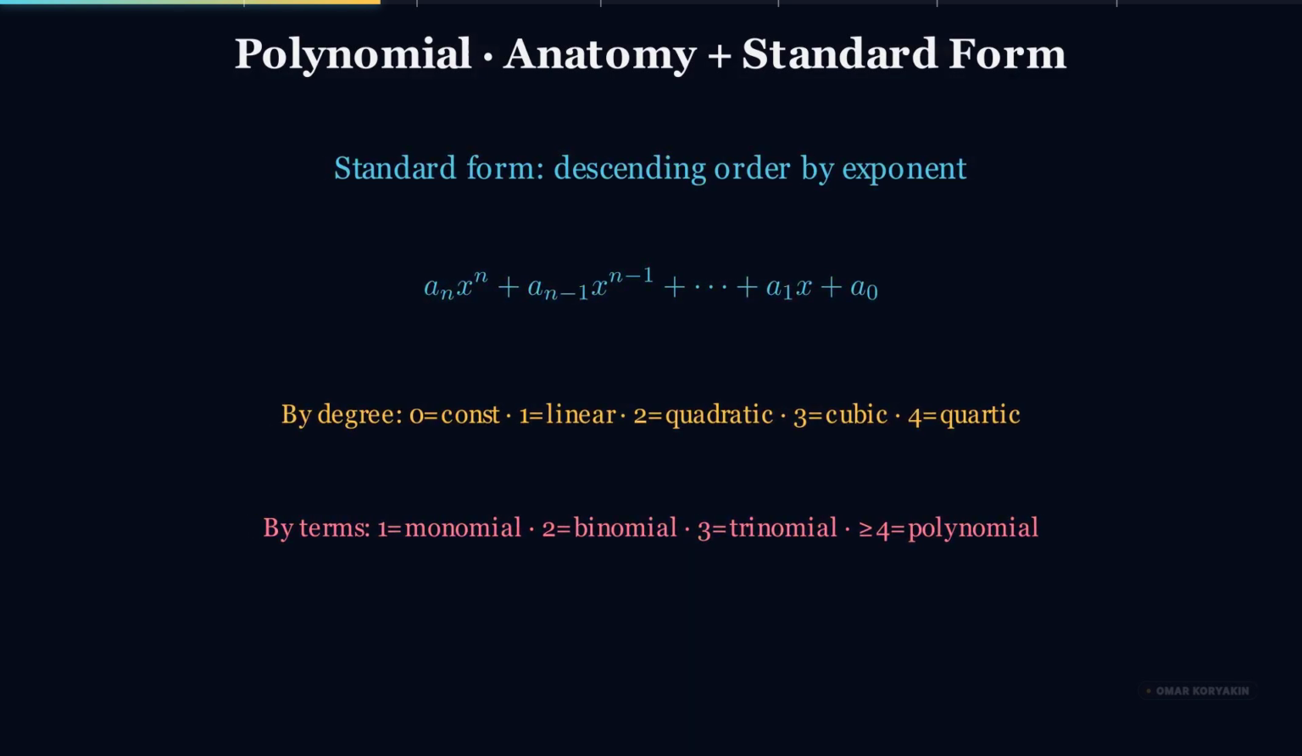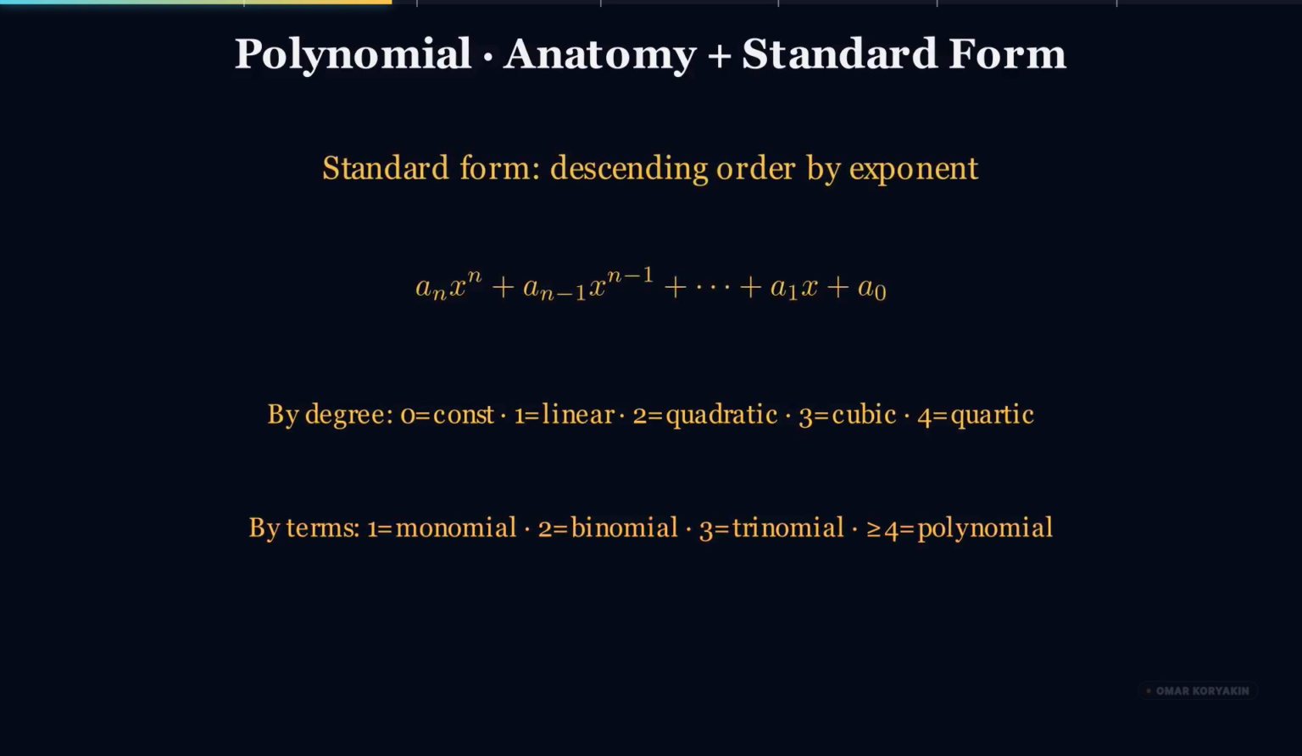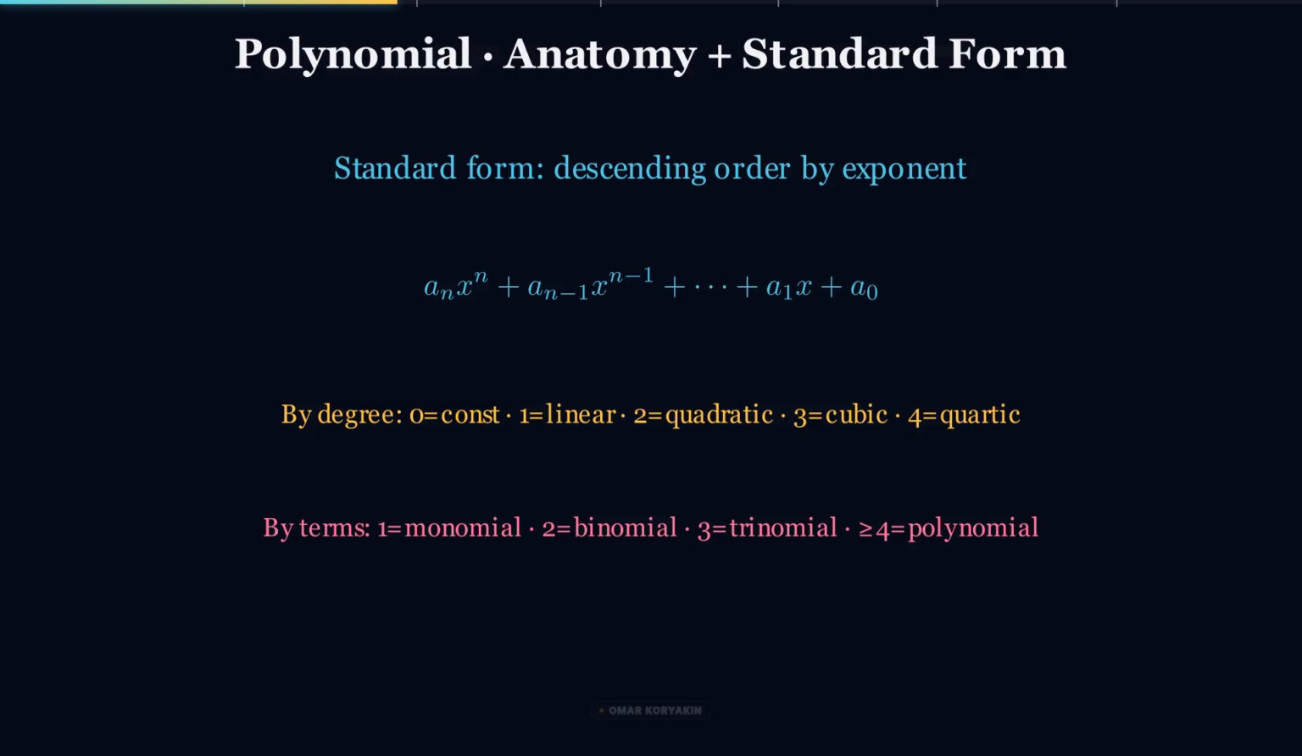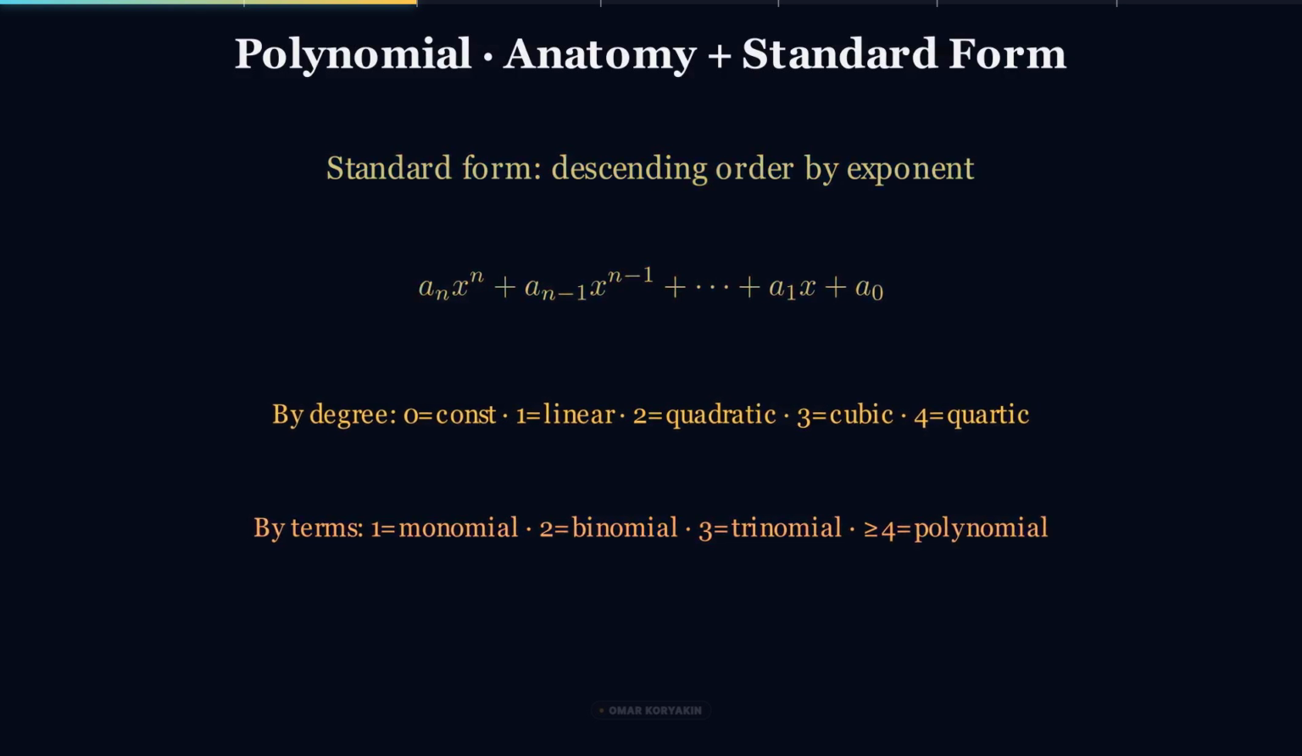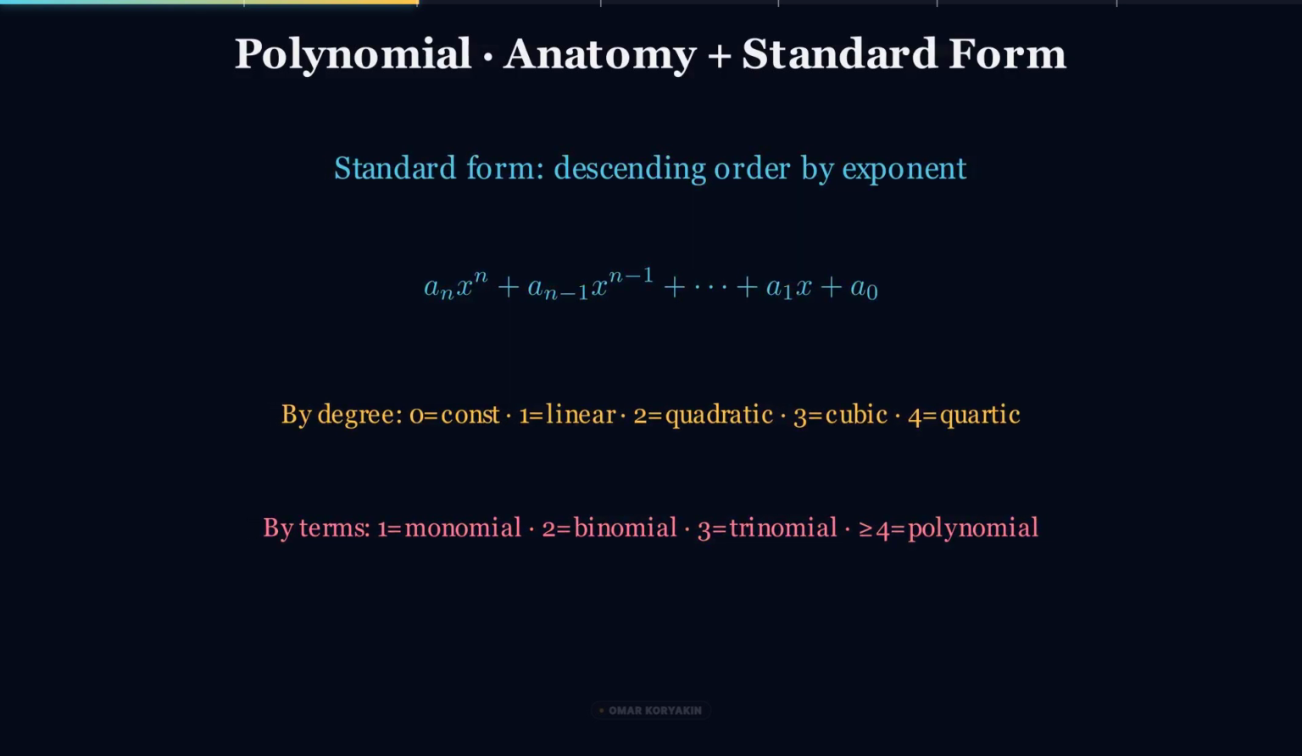Standard form writes the terms in descending order by exponent, leading term first, then next highest, ending with the constant term. Classification by degree: 0 is constant, 1 is linear, 2 is quadratic, 3 is cubic, 4 is quartic, 5 is quintic. Classification by term count: 1 is monomial, 2 is binomial, 3 is trinomial. Higher term polynomials are simply called polynomials with no special name. Today we drill this vocabulary on 2 worked examples and lock it in for the rest of the section.